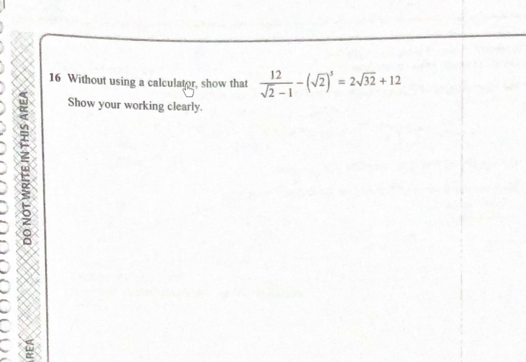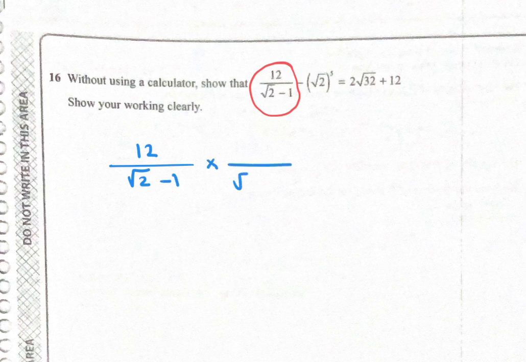16. Without using a calculator, show that 12 over square root 2 minus 1 minus square root 2 to the power 5 equals 2 square root 32 plus 12. First, we can rationalize this part. Make the denominator rational by multiplying the denominator and the numerator by square root 2 plus 1, the conjugate of the denominator. So 12 over square root 2 minus 1 multiplied by square root 2 plus 1, for the numerator and the denominator.